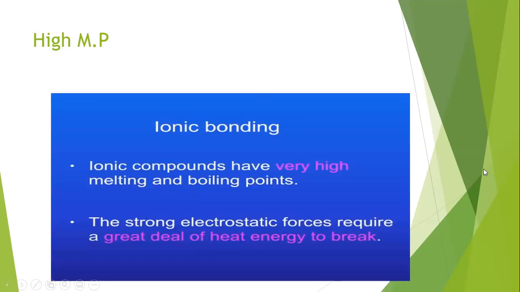Ionic compounds have a very high melting and boiling point. Previously, you have seen the lattice structure, that is, the very tightly packed structure of ions. Keep that structure in your mind and try to understand this. Ionic compounds have very high melting and boiling points, which means you need very high energy to break their electrostatic forces. They have very strong electrostatic forces. These electrostatic forces keep the opposite ions together. That's why you need very high heat energy to break these electrostatic forces.